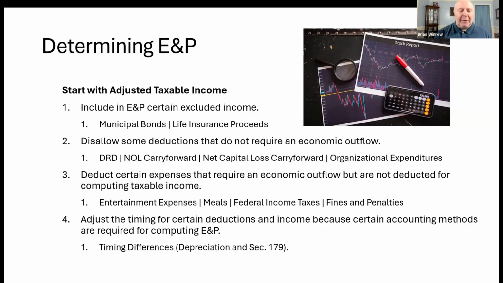Now, in these examples that I provided, those are just a few of the more common examples. There are far longer lists than this, but I wanted to give us at least a foundational understanding of what is going into earnings and profits. And hopefully it helps you understand that earnings and profits is the amount of money that we actually have to make those distributions, right?